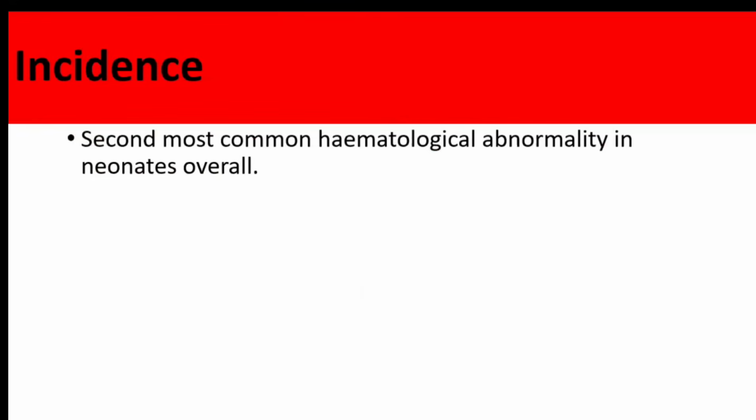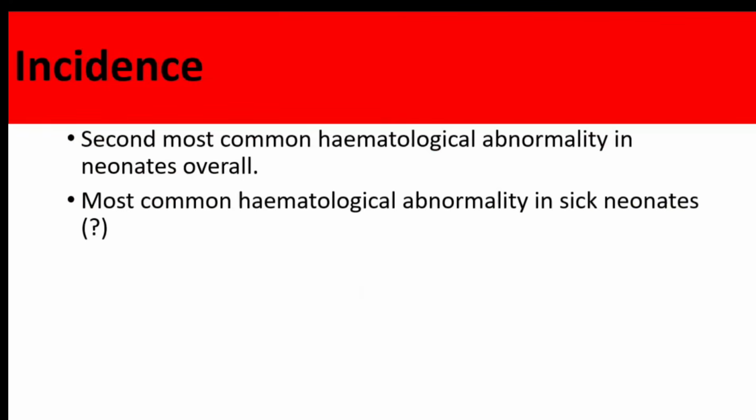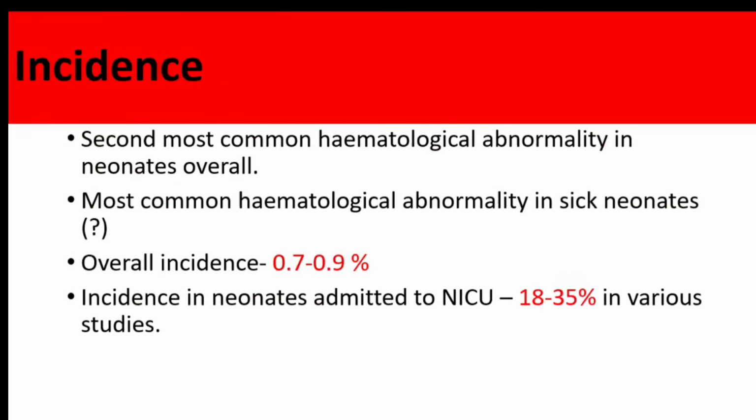A little bit about the incidence. As I told, it is actually the second most common hematological abnormality in the neonates overall. This includes all the newborns. But if you talk about the sick neonates in ICU, definitely it is the most common hematological abnormality in some of these studies, though it has not been validated. The overall incidence in neonates is around 0.7 to 0.9%. But if you talk about neonates who are admitted to NICU, it is around 18 to 35% in various studies.